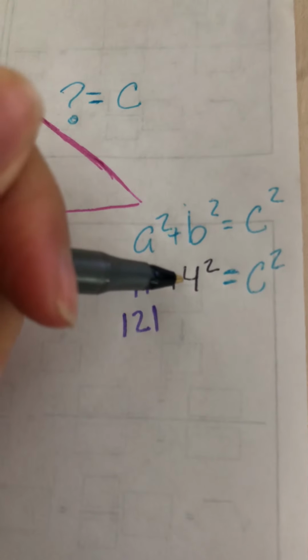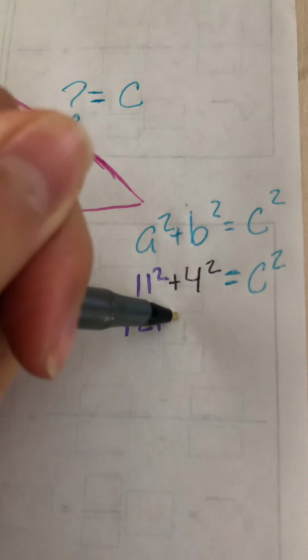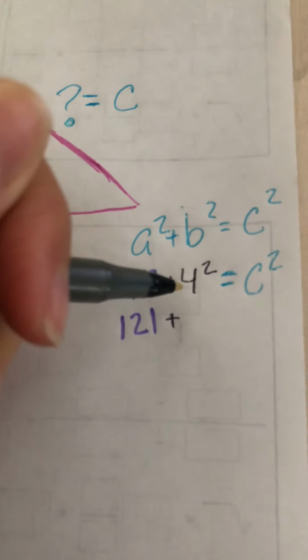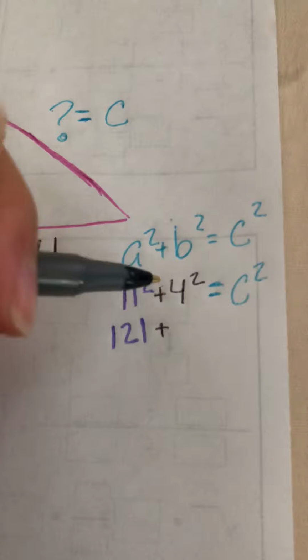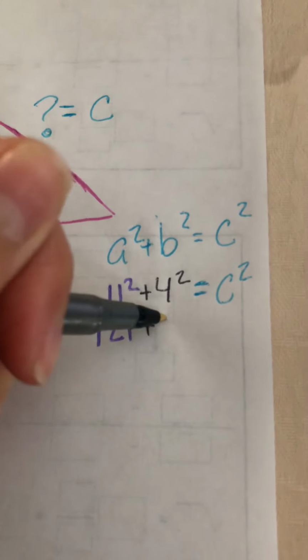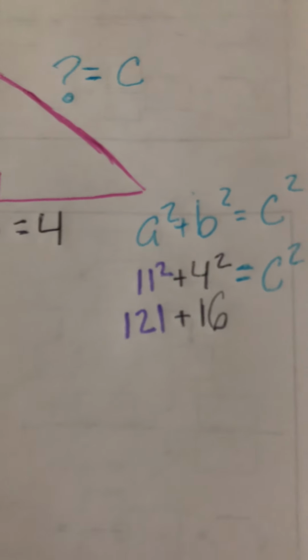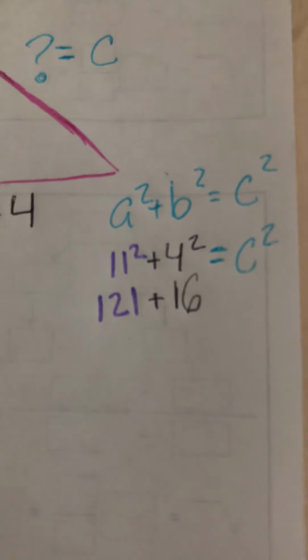4 squared simplified is the same thing as saying, not 4 plus 4, 4 times 4. 4 times 4 is 16. So instead of writing 4 squared, we could write 16. And this is all equal to our unknown C squared.